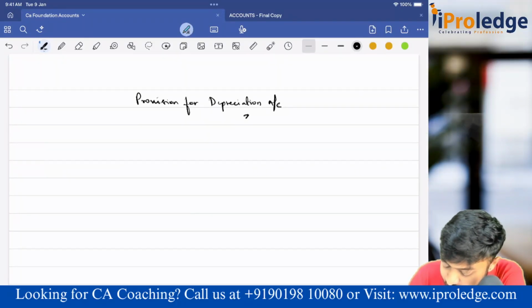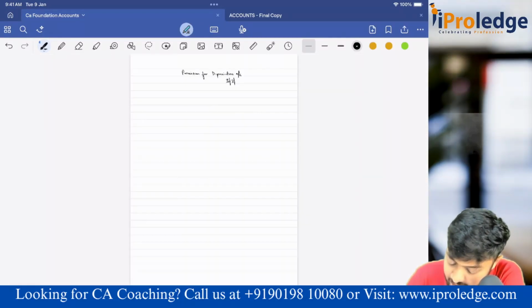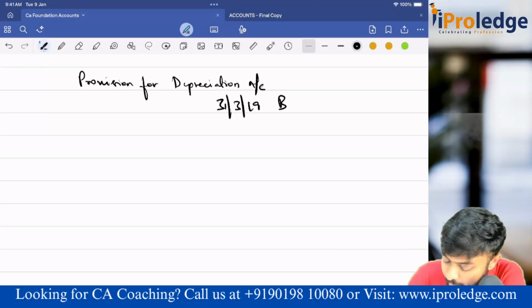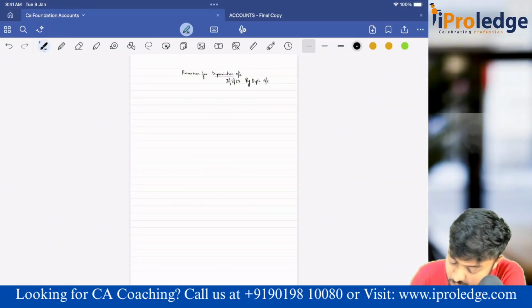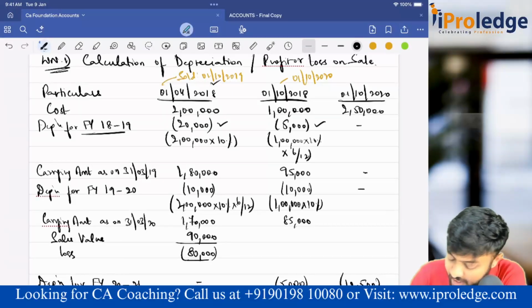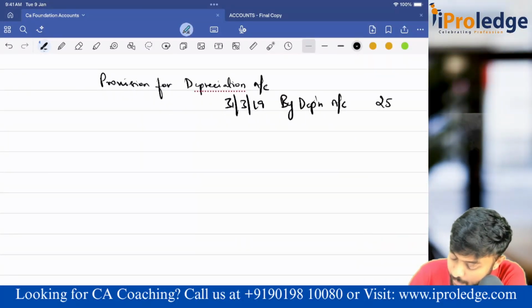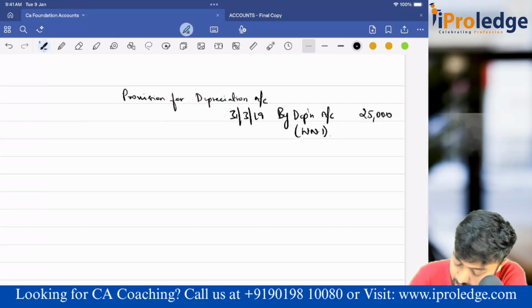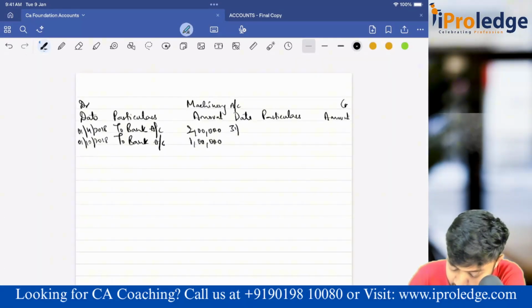So this will be given generally in the end, 31st March 2019. So 31st March 2019 by depreciation account, how much? So we have already calculated everything. So for first year, how much is the depreciation? For 18-19, first depreciation is 20,000 plus 5, 25,000. We already have working note number 1. Okay. So done. Now what I'll do, I'll close all the accounts. This balance also I have to just carry forward because it's an asset.